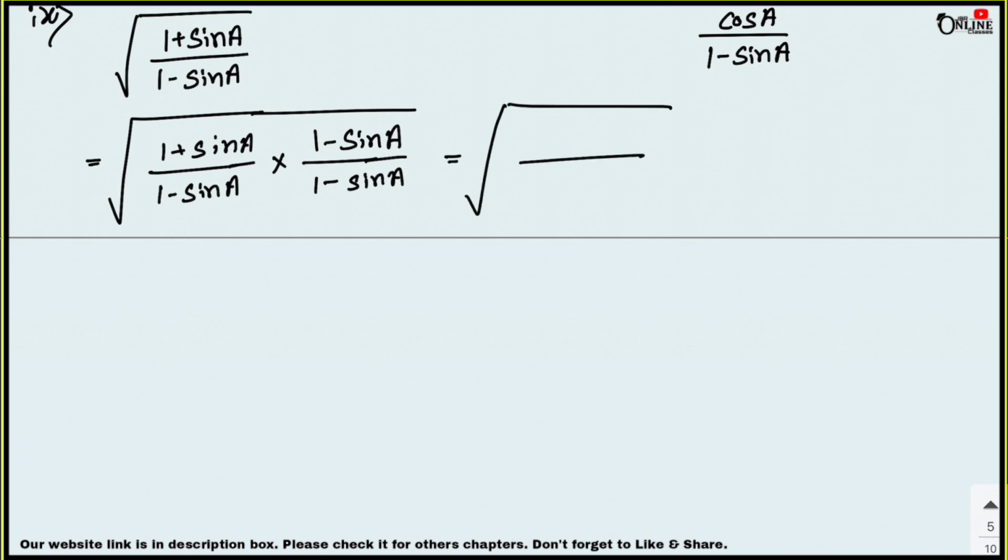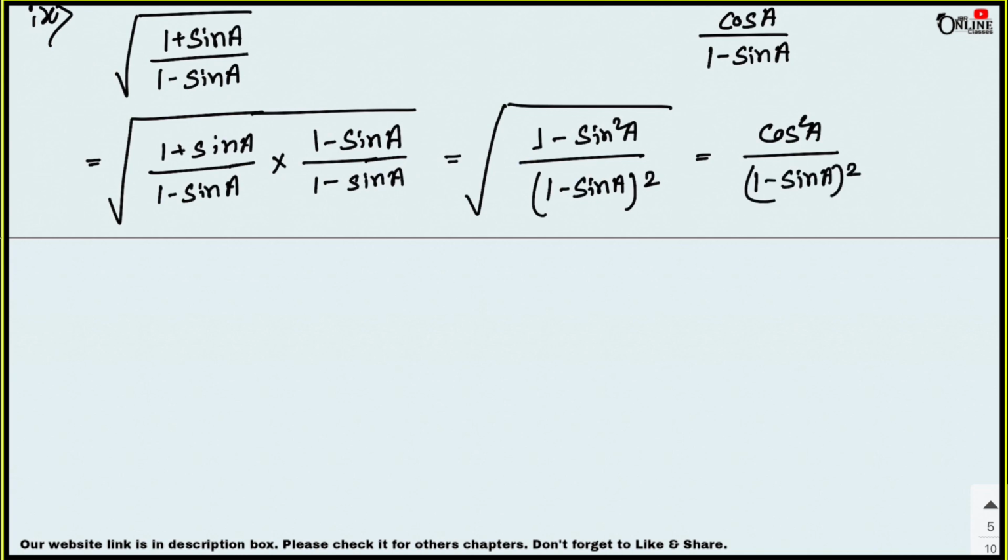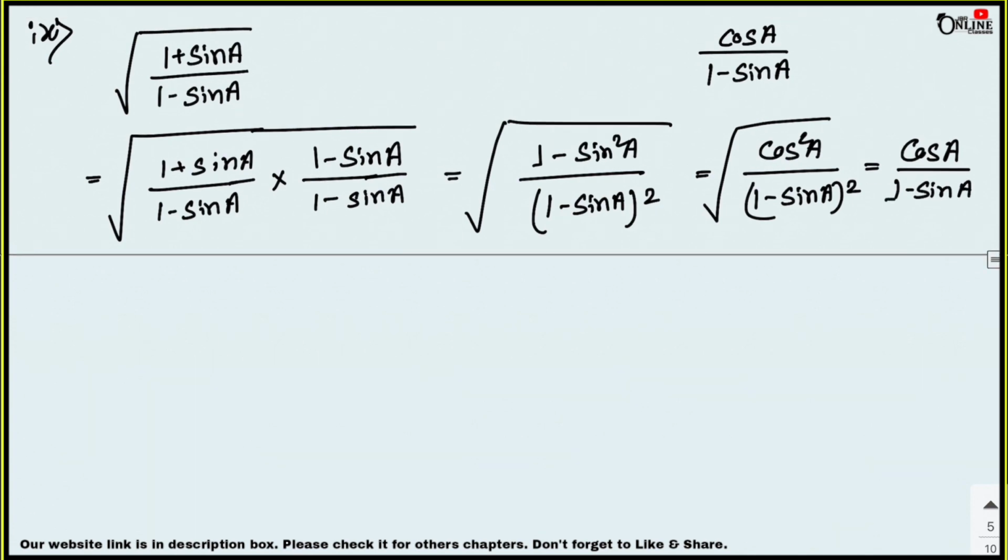So here in the denominator you have 1 minus sin A whole square, and the upper one 1 minus sin square A, because of the A square minus B square formula. So it will be here cos square A, and this one here 1 minus sin A whole square under root. Now root over cos square A means only cos A, and 1 minus sin A whole square under root means only 1 minus sin A. Okay, so this one is proved.